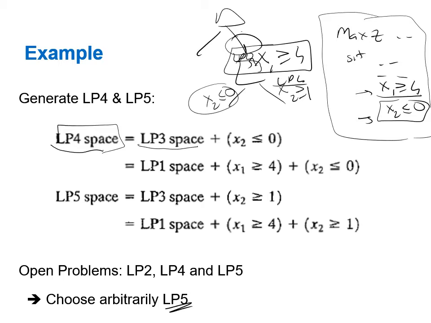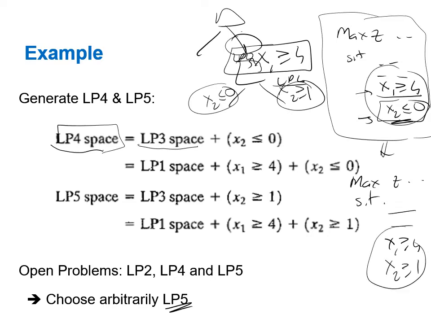But this is the problem on LP4. On LP5, what do I have? I have maximize Z subject to these original constraints. And here again I have x1 greater than or equal to 4. But on LP5, instead of this one, I have x2 greater than or equal to 1. As you can see, the set of constraints differs for each LP.